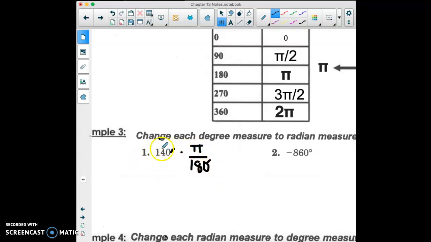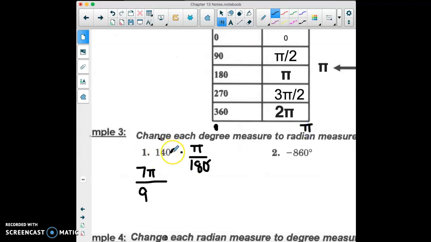Then I can just simplify this. What is 140 over 180? Well, that's 7 over 9. And then we just keep the pi on top. So 7 pi over 9. Why do we like this answer? Well, if we're going from degrees, we want to start out with the degree measure. We want to end with pi.